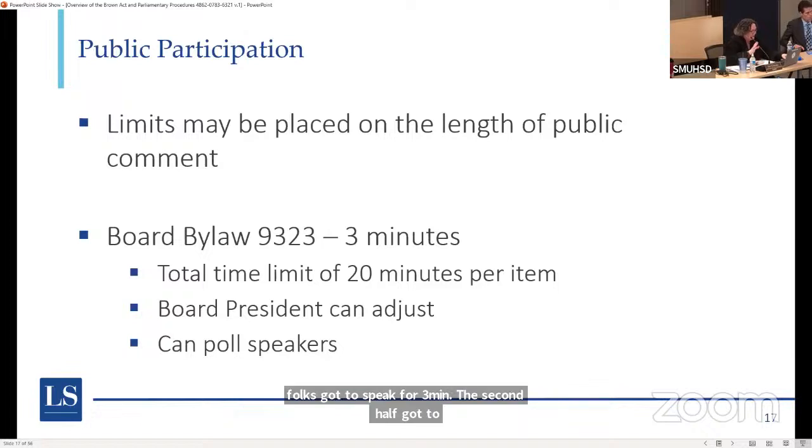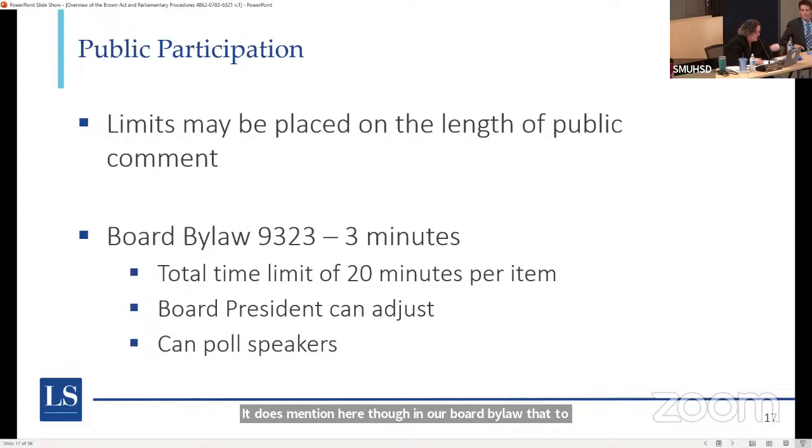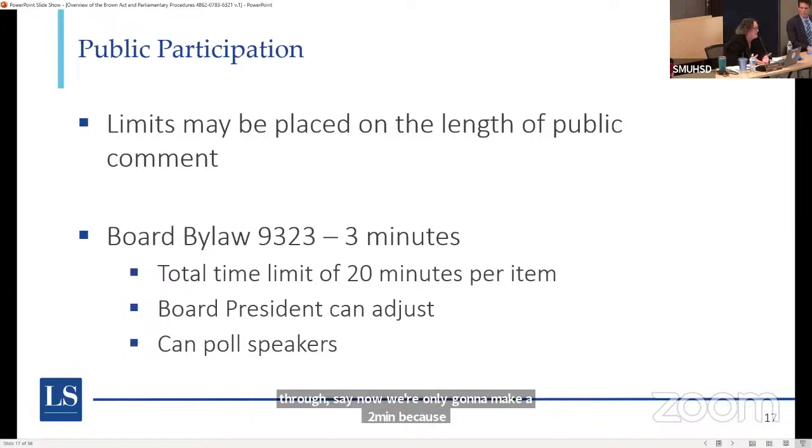It does mention here, though, in our board bylaw, to allow for a diverse viewpoint from the public. But folks with the same viewpoint can select a few individuals, but we never see anybody coordinate in the audience. Hey, how many people want to have the same viewpoint as me? Let's just have a few people go up to speak. So, yeah. And the other thing, I'm not sure what the answer is to that. If we were in the right to do that, cut halfway through, say now we're only gonna make it 2 minutes. Actually not halfway through, I think 10 or 12 people had 2 minutes. The majority had 3 minutes, right? 30 plus people had 3 minutes.